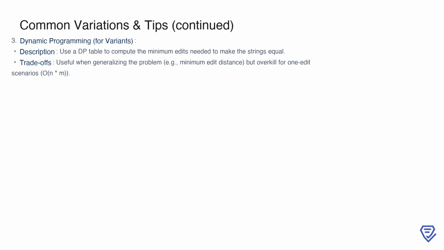For more advanced variants of the problem, dynamic programming can be a powerful tool. In these cases, you use a DP table to compute the minimum number of edits needed to make two strings equal. This approach is especially useful for problems like LeetCode 72, where you need to minimize edit distance across multiple operations. However, for the one edit distance problem, dynamic programming is often overkill. While it provides a general framework for solving string edit problems, its time complexity of O(n times m) makes it less efficient than simpler approaches like the two-pointer method for this specific case. Understanding when to apply dynamic programming and when to use a simpler solution is a valuable skill, especially when balancing efficiency and complexity in your code.